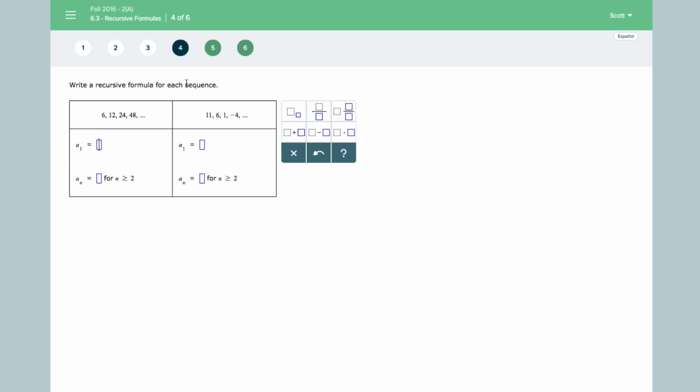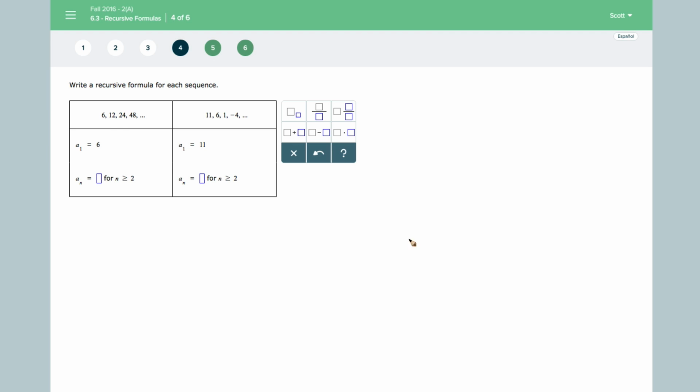Okay, write the recursive formula for each of these sequences. First we got to find out what's going on. Well, we can figure out the first term of each of these without doing any work at all. So let's just go ahead and fill that in right now. The first term here is 6. The first term here is 11. Good. Now we got the hard part out of the way, right?